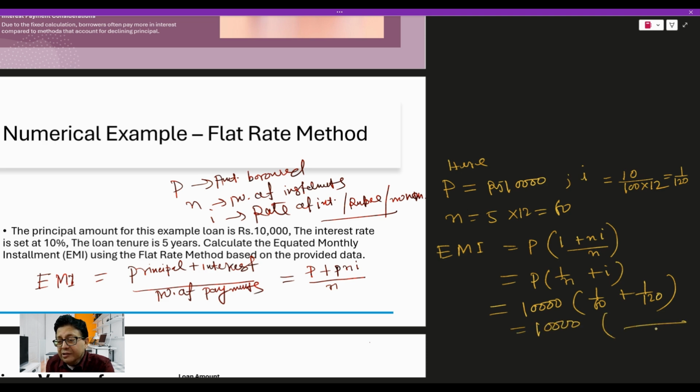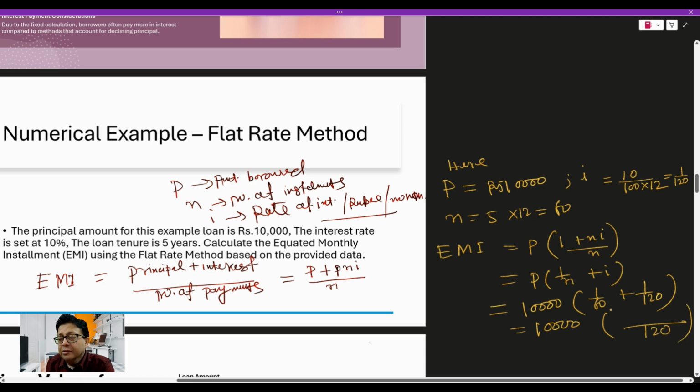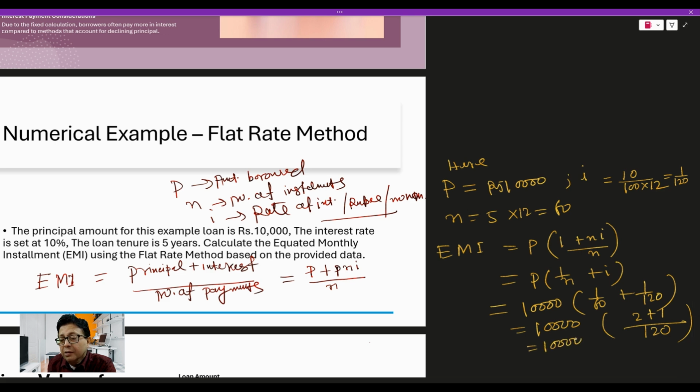So 10,000, take 120 as common. There will be 2 plus 1. 3 by 120, that is 40. So answer is going to be 250. So EMI for this calculation is going to be rupees 250.